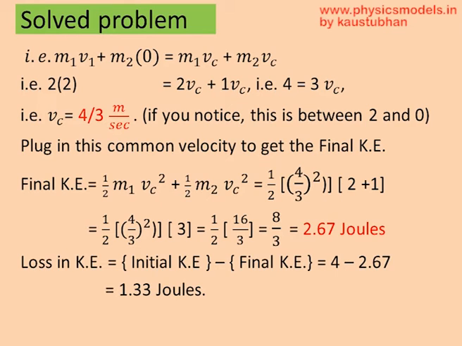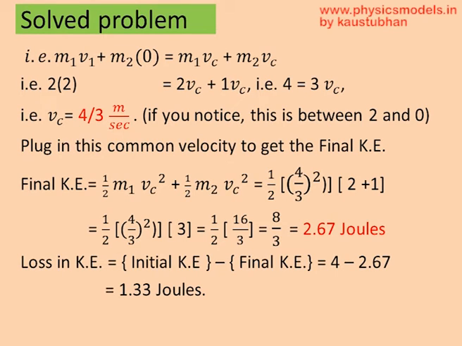Now plug that into the final kinetic energies, so just do half mv squared for both the blocks. So we get half m1 into V common squared plus half m2 into V common squared, and that will give you 2.67 joules. So we have found most of the answers.